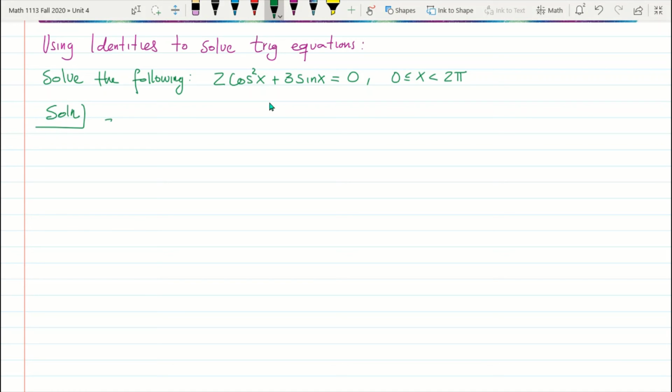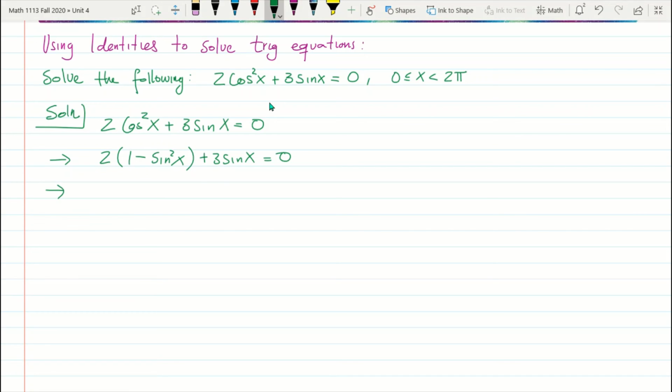Two cosine square of x plus 3 sine of x equals 0. So what we're going to do is replace cosine square of x with one of those identities. One of the identities I'm going to use is the one with sine square of x. So 1 minus sine square of x is equivalent to cosine square of x. The rest is going to stay as it is.